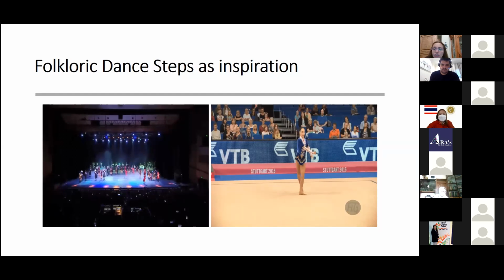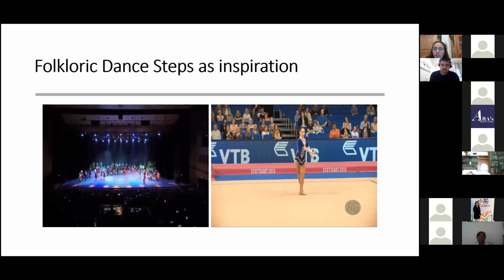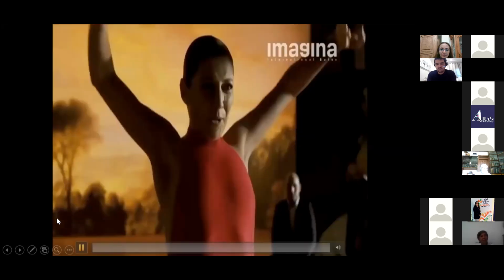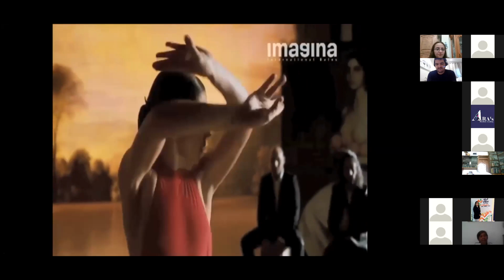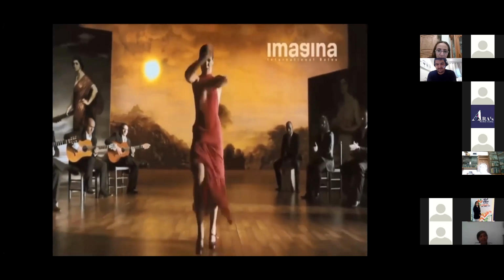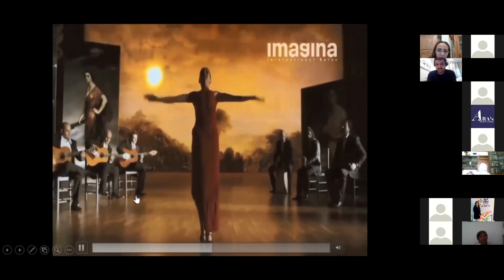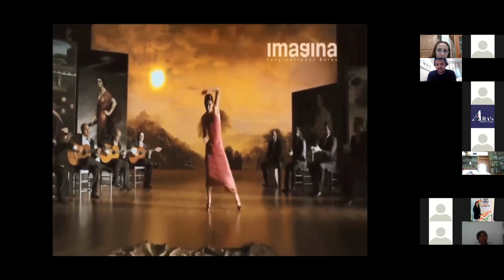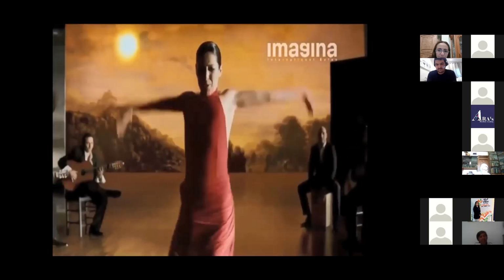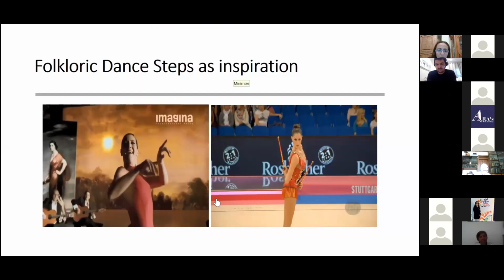So she was inspired by her folkloric dance steps. She conveyed it and she made it clear in the exercise, visible. Another style of folkloric dance steps. This is one style.